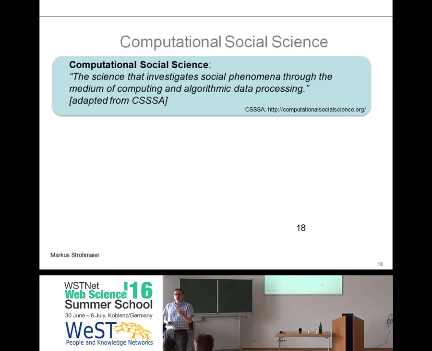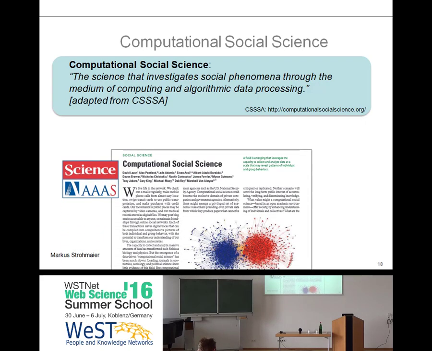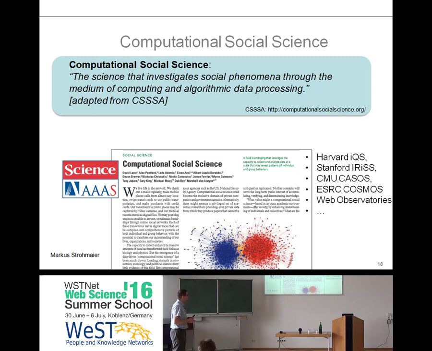The title of the tutorial is Computational Social Science for the World Wide Web. I just want to give one of many definitions of computational social science, which could be described as the science that investigates social phenomena through the medium of computing and algorithmic data processing. There has been a seminal article in Science called Computational Social Science, using the example of the blogosphere in the 2004 elections, that argues there is a drastic potential upswing in the way social sciences are conducted because of the digital traces and digital representations of sociological phenomena that we can observe in the world. There are a couple of initiatives worldwide, like at Harvard, the Stanford Institute for Research in Social Sciences, at CEU, and at the University of Massachusetts, I believe, a very strong initiative. There are many initiatives to tackle these issues.